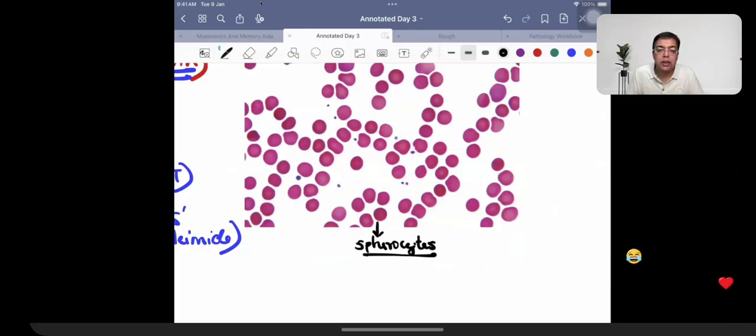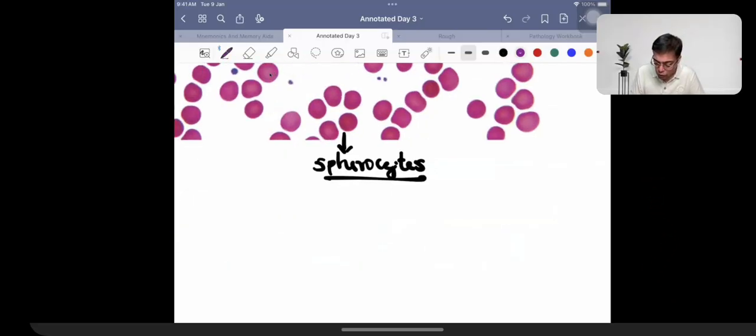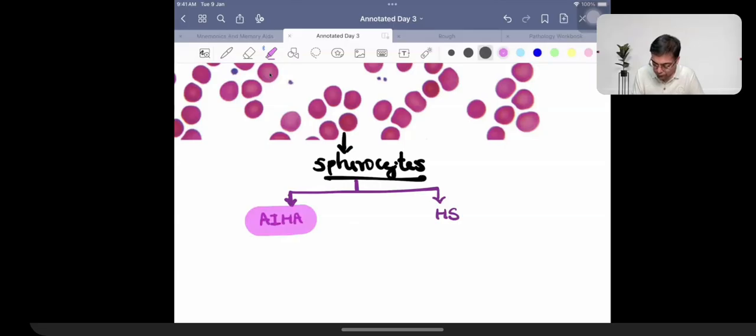Why? Because there is going to be absence of central pallor. Whenever we are talking about spherocytes, it can be caused by two common causes. One can be a condition called autoimmune hemolytic anemia. Second can be hereditary spherocytosis.